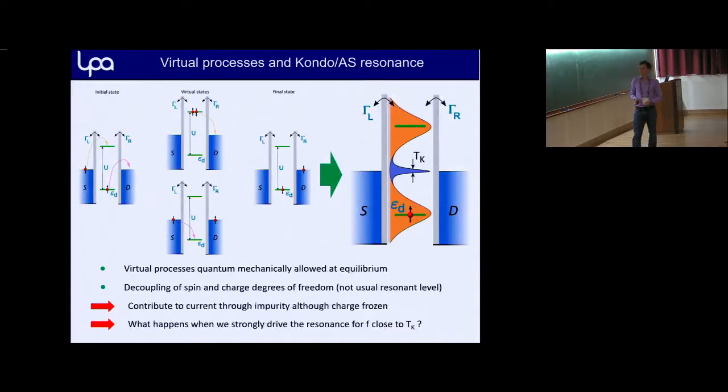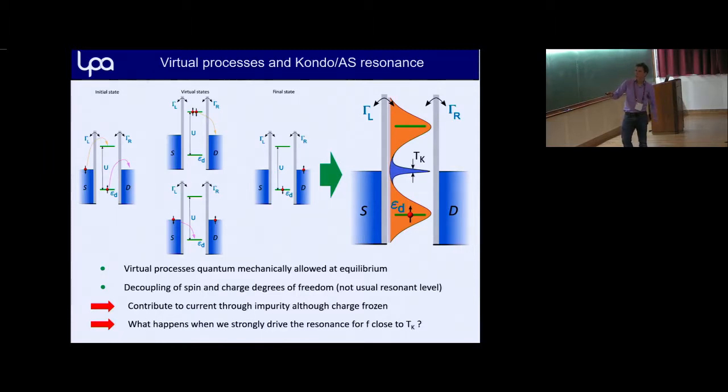Okay, and so in order to see what kind of interesting physics can occur when you mix Coulomb interaction and spin physics, I have sketched here some of the basic processes which are actually at work in Kondo physics and give rise to this many-body resonance, which is also called the Kondo resonance or the Abrikosov-Suhl-Nagaoka resonance.